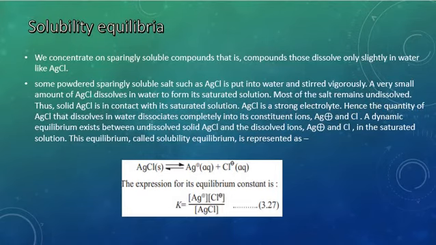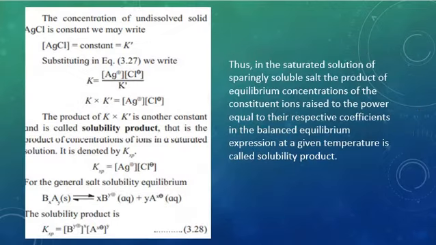Now, what will happen? One equilibrium exists between the undissolved silver chloride and the ions produced by silver chloride ionization, and these are silver ion and chloride ion. And this is the equilibrium constant for the ions produced and undissociated silver chloride present in the solution. Now, the concentration of undissolved silver chloride we can write as K dash, suppose, and this is the dissociation constant equation which we have written in the earlier slide.